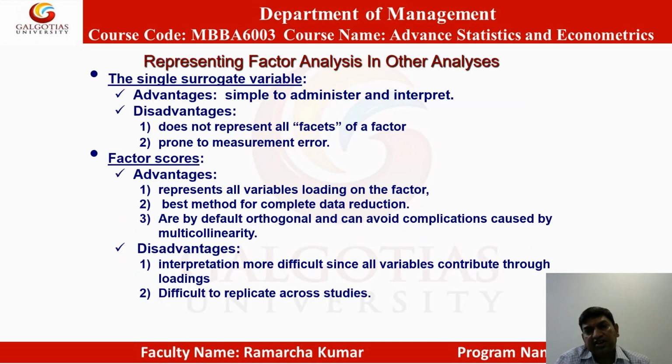Representing factor analysis in other analysis. The single surrogate variable. Advantage: simple to administer and interpret. The disadvantages: first, it doesn't represent all facets of the factor. Second, it is prone to measurement errors. Factor scores. Advantages are three. First, it represents all variables loading on the factor. Second, it is the best method for complete data reduction. Third, they are by default orthogonal and can avoid complications caused by multicollinearity. Disadvantages: first, interpretation is more difficult since all variables contribute through loading. Second, it is difficult to replicate across studies.